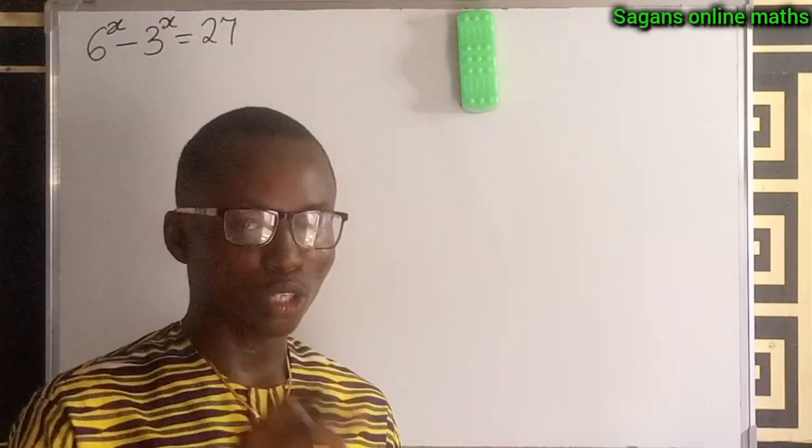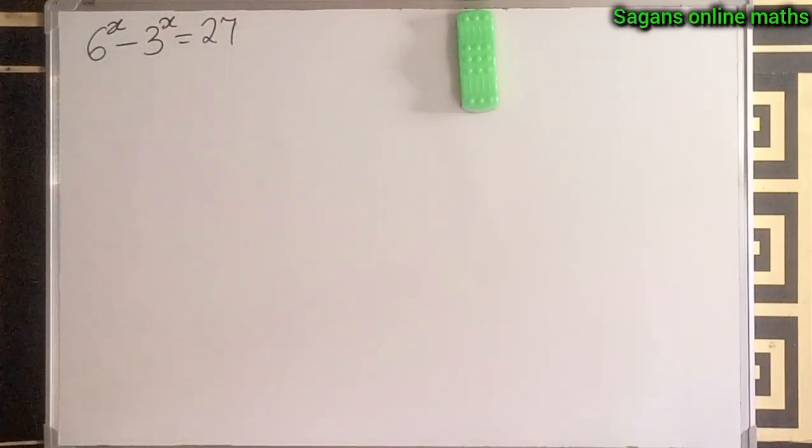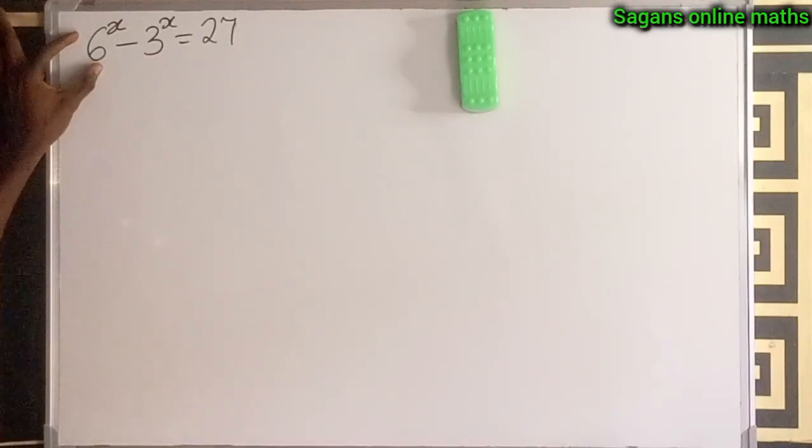Video, I'm going to use two methods to approach this problem. Okay, now let's consider case one. Case one, what you are going to do, remember that the 6 you're seeing can also be seen as what? 2 times 3. 2 times 3 gives us 6.